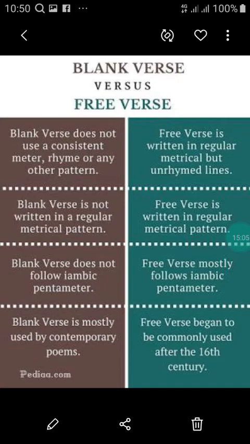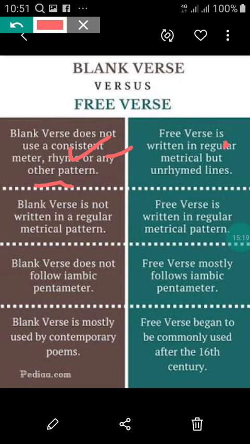So here is blank verse. It's a very important topic. I want you to learn the difference between blank verse and free verse. Blank verse does not use consistent meters, rhymes or any other patterns. A free verse is written in regular, metrical but unrhymed lines. Blank verse is not written in regular metrical patterns. Free verse is written in regular metrical patterns, so metrical patterns should be followed in free verse.